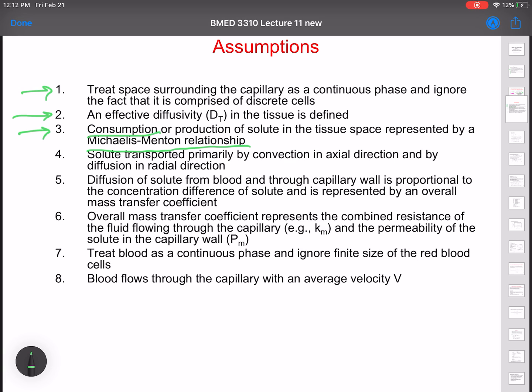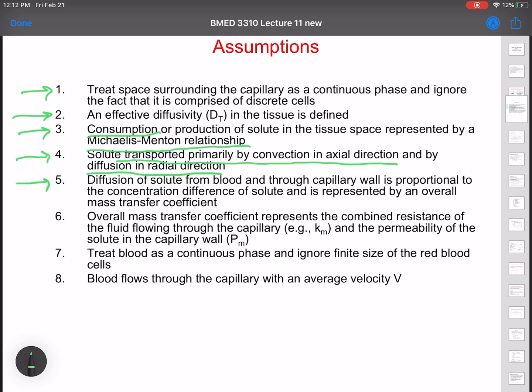Okay, so the solute is transported, or actually what they're talking about here, the solute is transported primarily by convection in the axial direction. What that means is that the solute is being convected down the axis of that cylinder, through the capillary by the blood flow. And then in the radial direction, it's diffusion through the tissue.